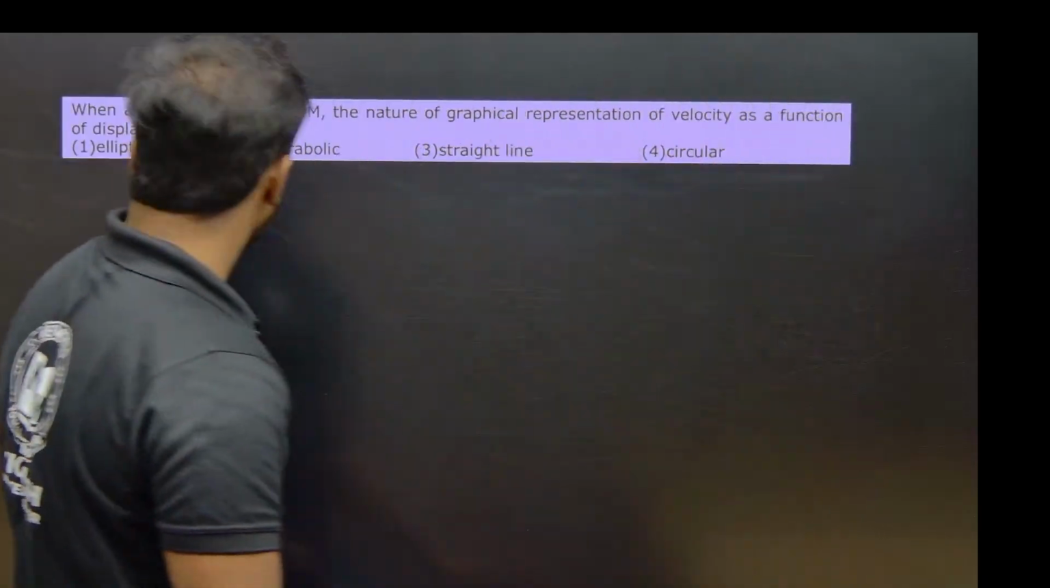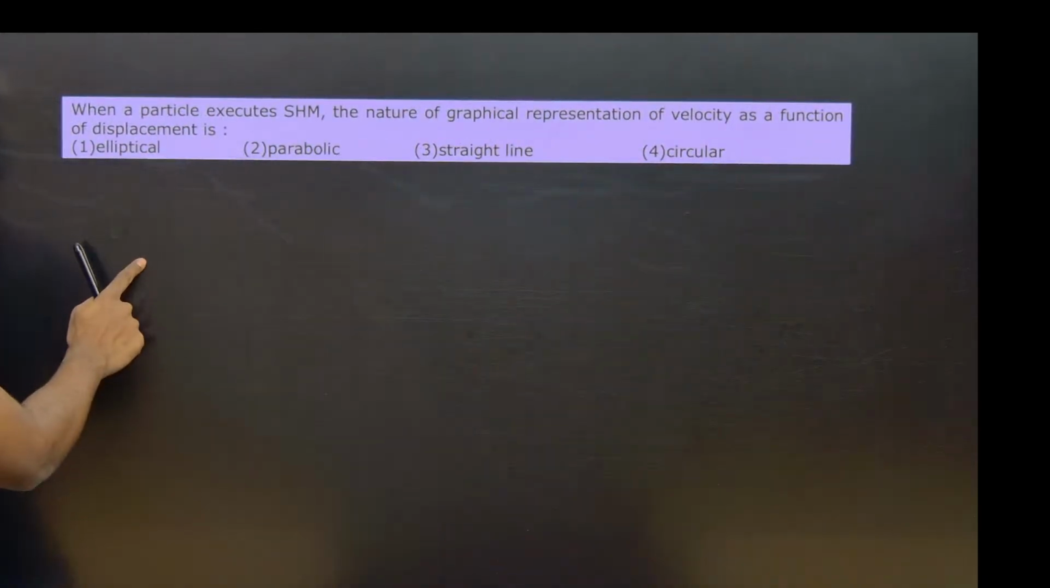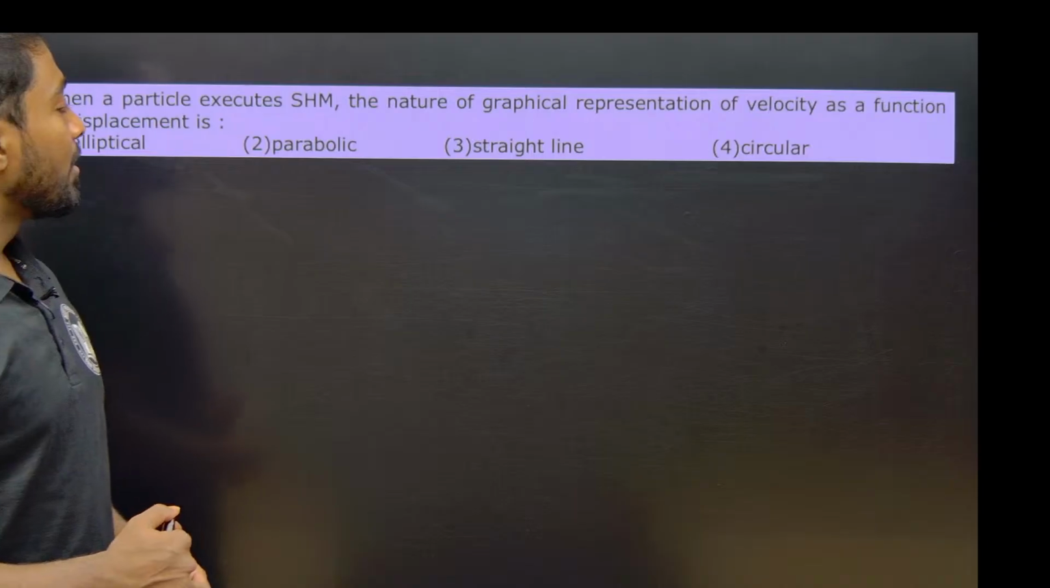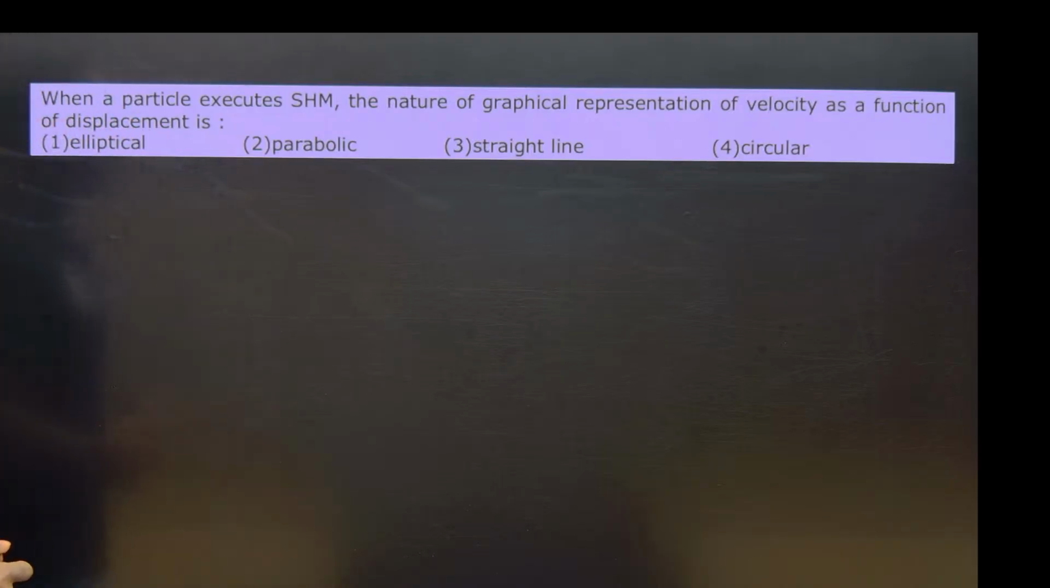The next question is, when a particle executes SHM, the nature of the graphical representation of velocity as a function of displacement is: elliptical, parabolic, straight line or circular. Can you give the answer for this question? We'll see which is the correct option.